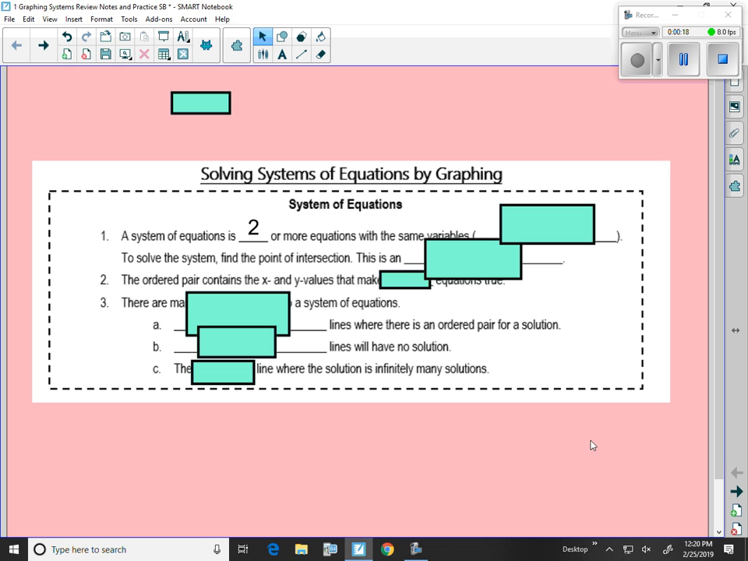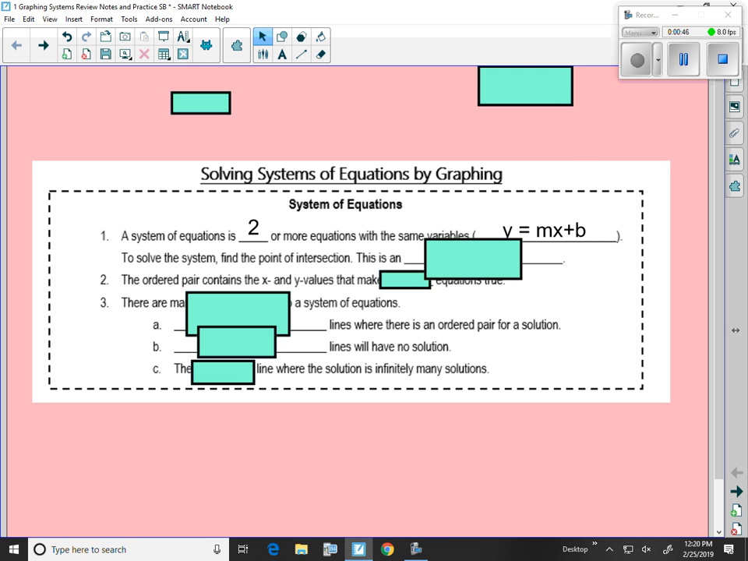When we say system, think about it like a friendship. You can't have a friendship with just you. You want a friendship with somebody else. I guess you can, but typically a relationship or a friendship is going to be with somebody else. So a system of equations is two or more equations with the same variables.